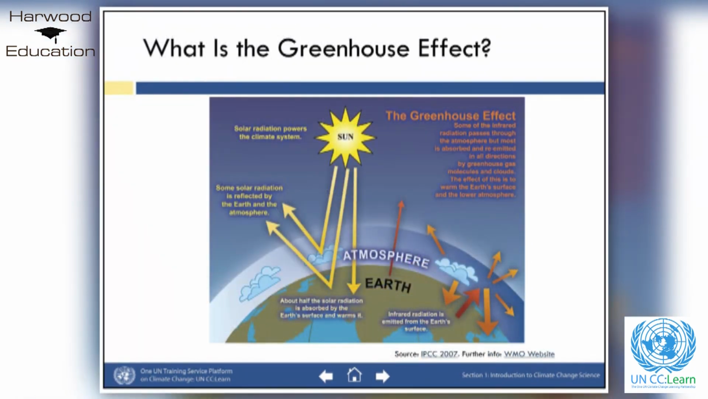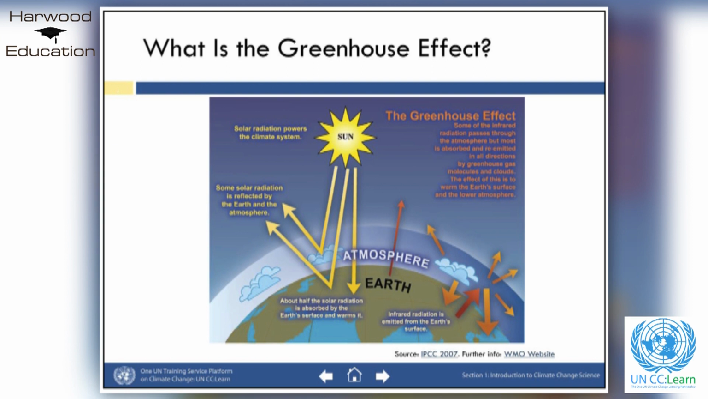What is the greenhouse effect? The temperature of the Earth results from a balance between energy coming into the Earth from the Sun, solar radiation, and the energy leaving the Earth into outer space. About half the solar radiation striking the Earth and its atmosphere is absorbed at the surface. The other half is absorbed by the atmosphere or reflected back into space by clouds, small particles in the atmosphere, snow, ice, and deserts at the Earth's surface.